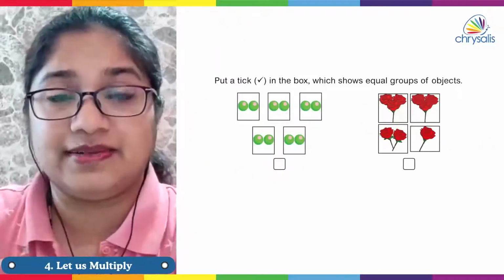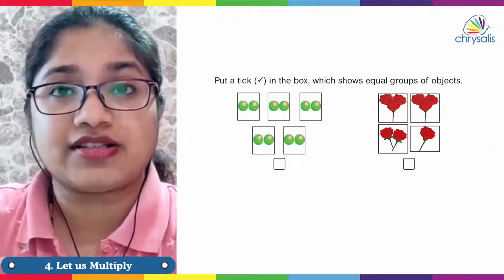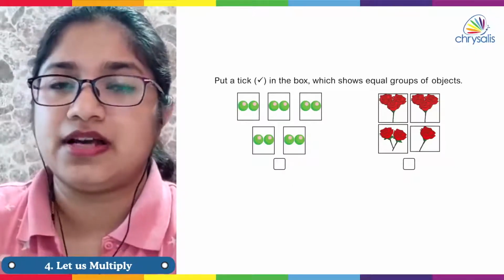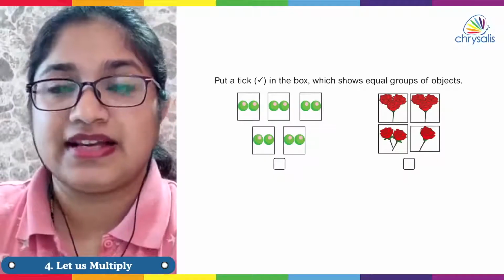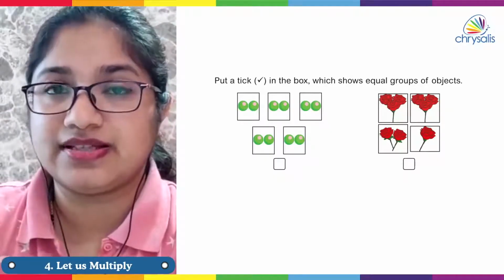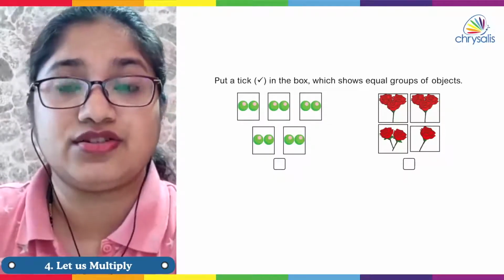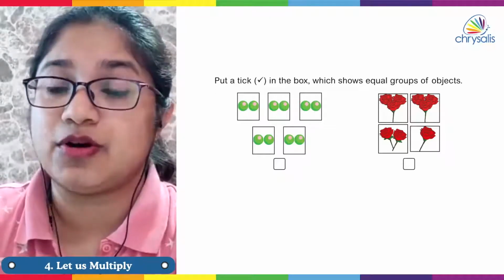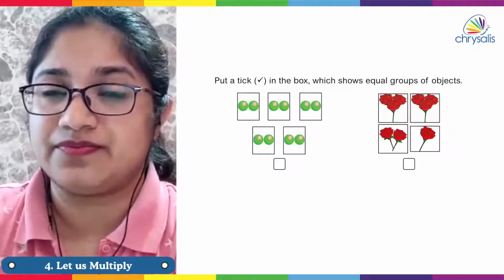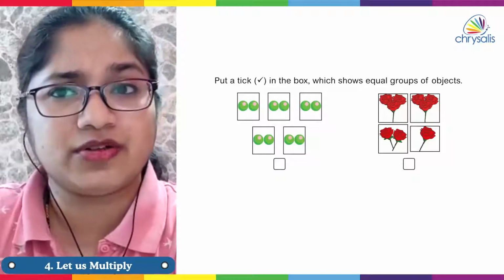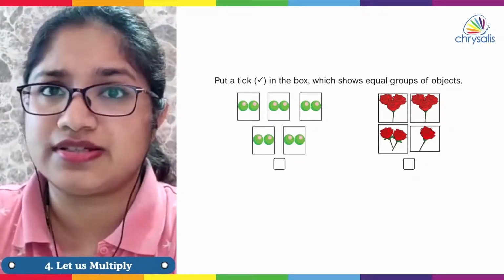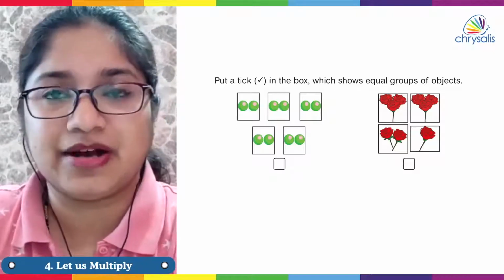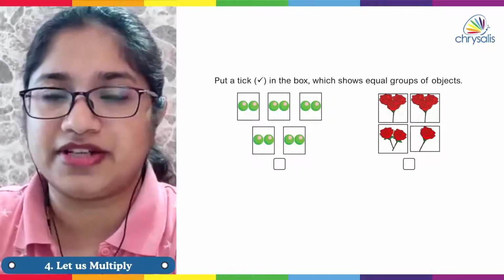Now look at the screen. Every box has 2 green marbles. But here, the first box contains 3 roses, the second box contains 3 roses, the third box contains 2 roses, and the last box contains only 1 rose. Which picture shows equal groups of objects? The green marbles or the red roses? Yes, the green marbles show the equal groups of objects.